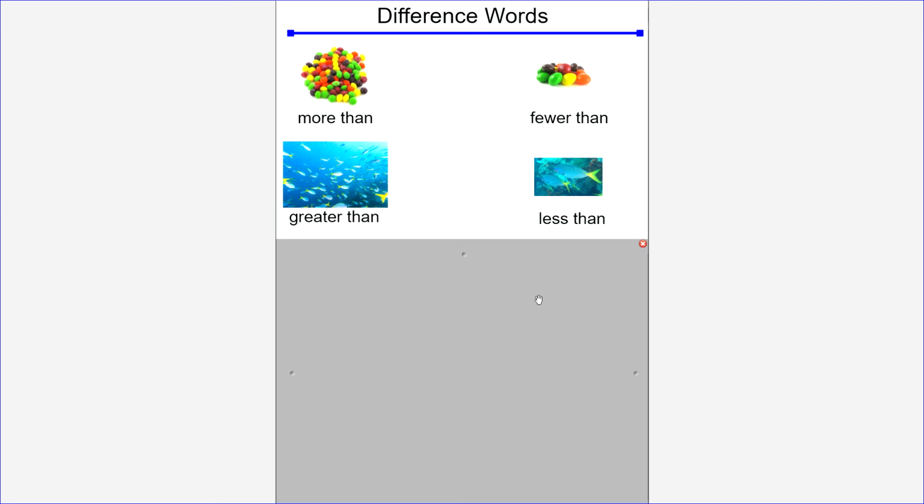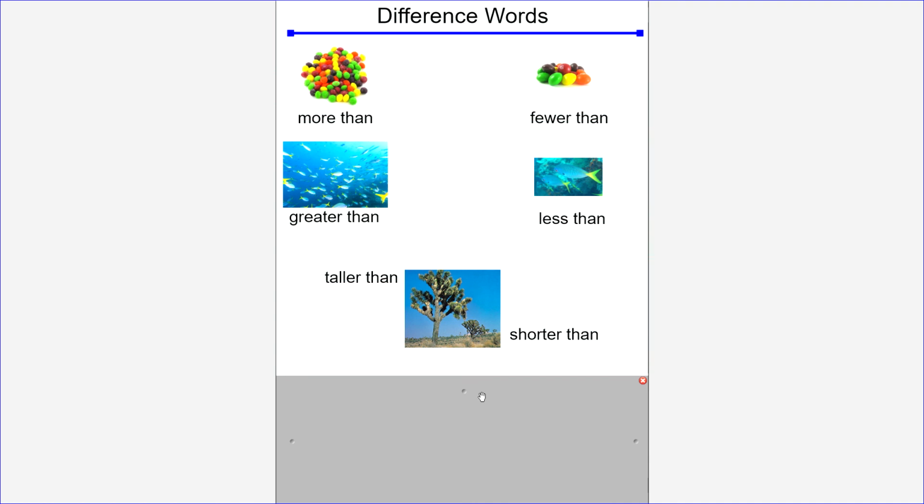Other common difference words are greater than and less than. Here you can see in this picture, there is a greater number of fish than this picture. In this picture, you can see there is a less number of fish than this picture. Here there are more fish and here there are less fish. Greater than and less than are words that show we're comparing because if one amount is greater, the other amount has to be less.